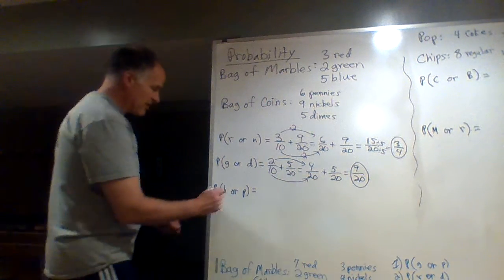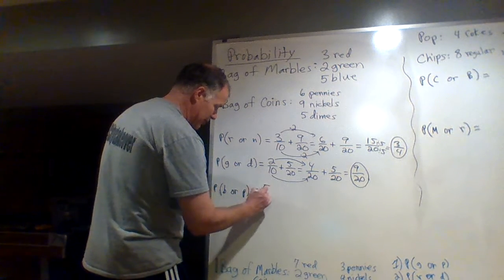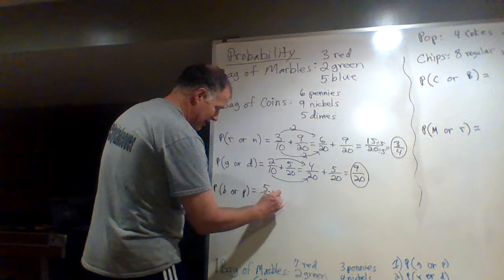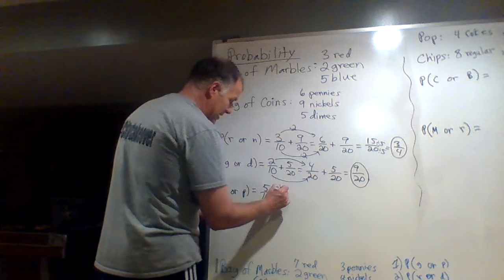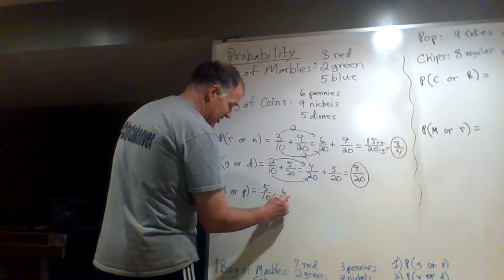Okay, let's do one more. So now the probability of getting a blue, which is 5 out of 10, and the probability of picking a penny, which is 6 out of 20.